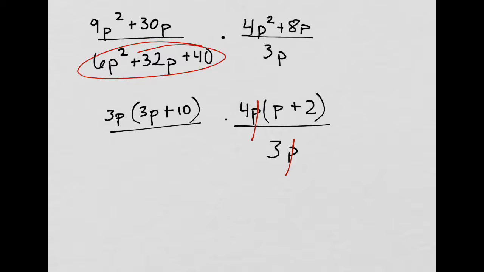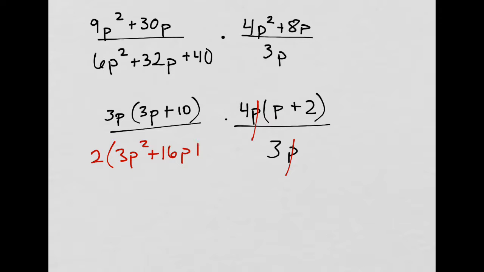Now I just need to factor this, and I'm looking at it, I'm thinking, can I divide by 6? I don't think I can. 6 times 7 is 42. No, I cannot divide by 6. I can definitely divide by 2. So that's the first thing I'll do. I'll divide by 2. So I have 2 on the outside, and then 3p squared plus 16p plus 20.